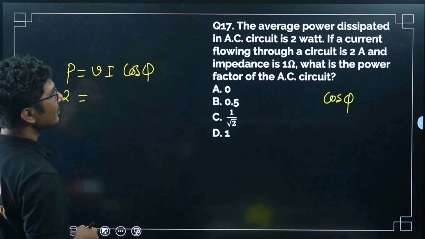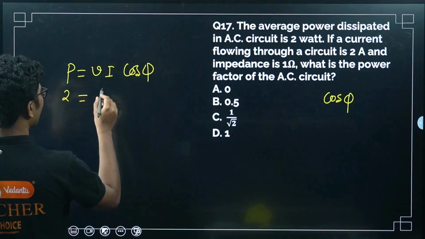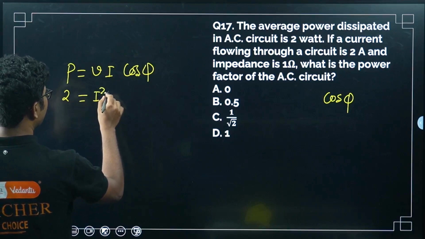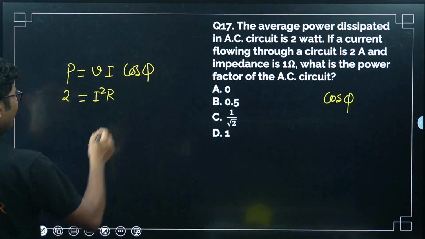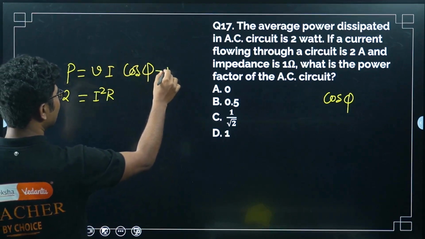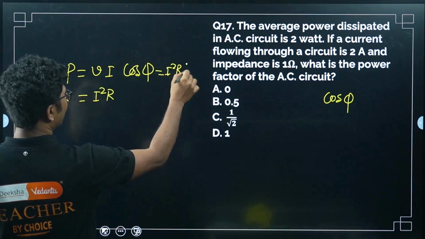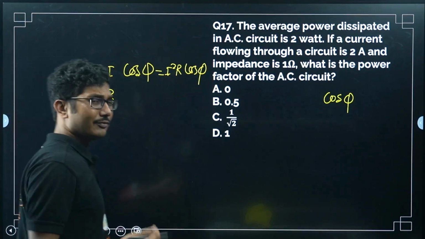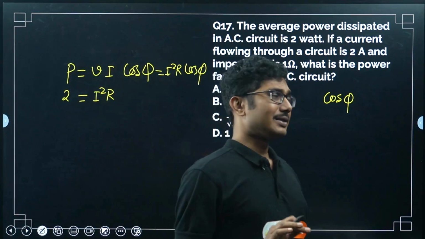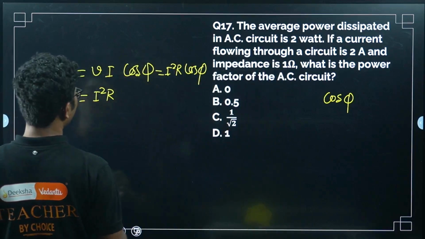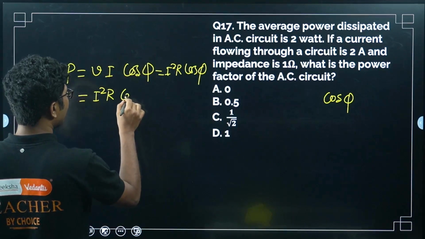If a current of 2 ampere is flowing through, what formula can we use? We can use I square R. Okay, this is one formula. There are different formulas. You can calculate voltage by multiplying IR, but since we know I square R is another formula, we will use I square R cos phi.